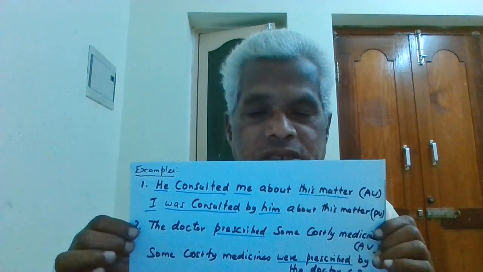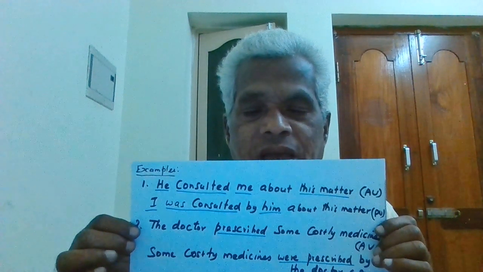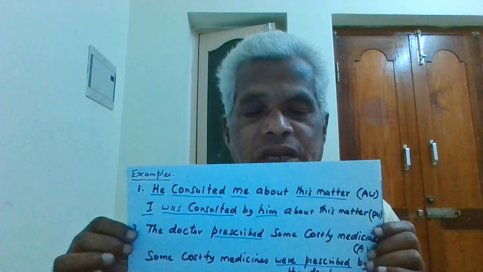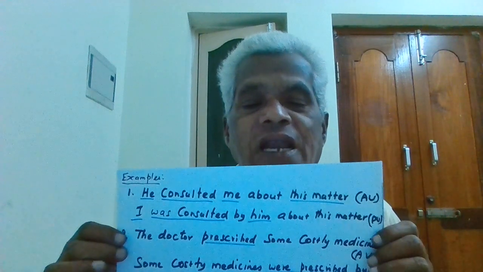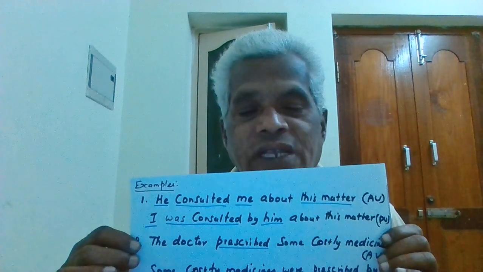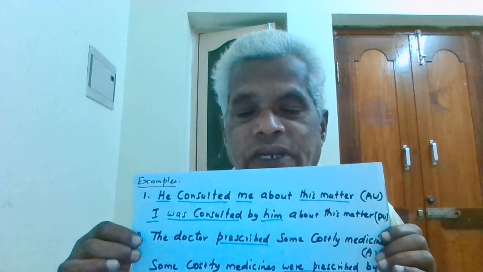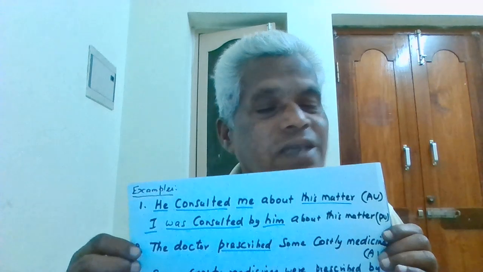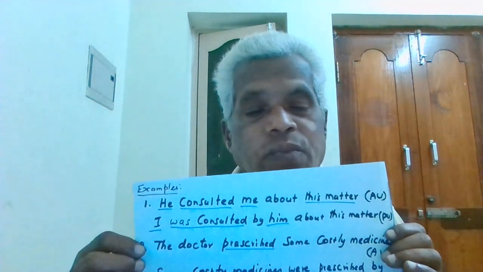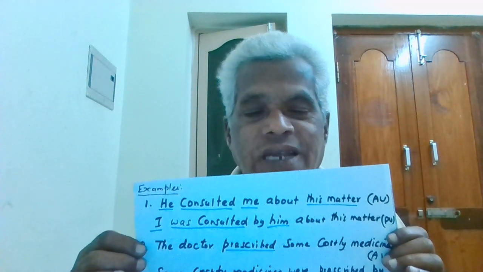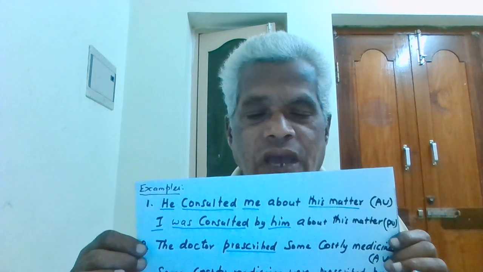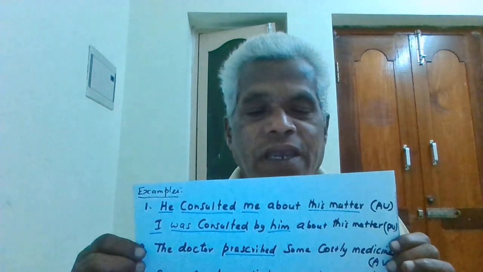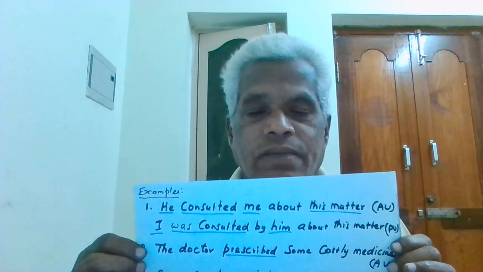Now that is in active voice. So he is your subject. Consulted is the verb in past tense. Me is the object. About this matter, of course, you can take it as an adjunct. So how would you change this into passive? Me becomes the subject here in passivation, so me becomes I. I was consulted by him about this matter.